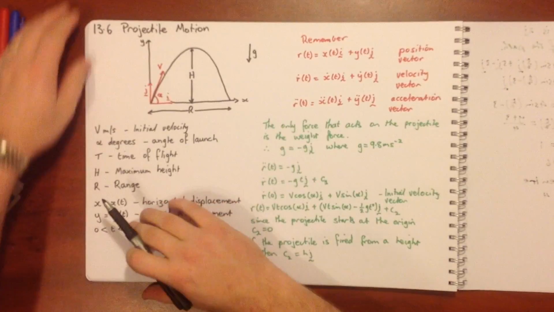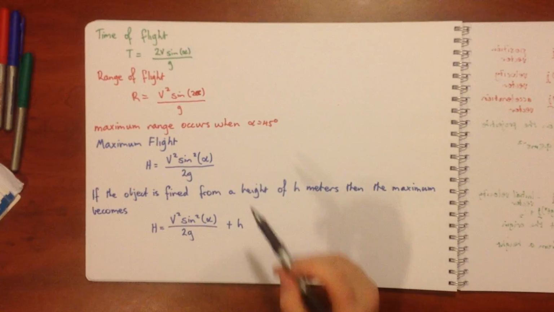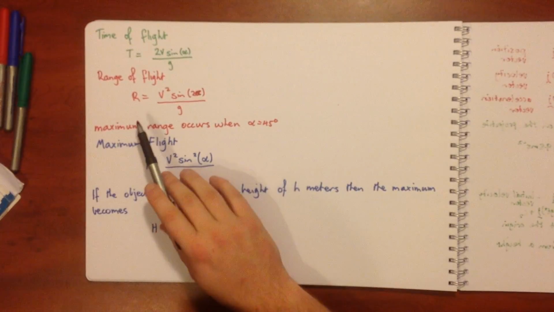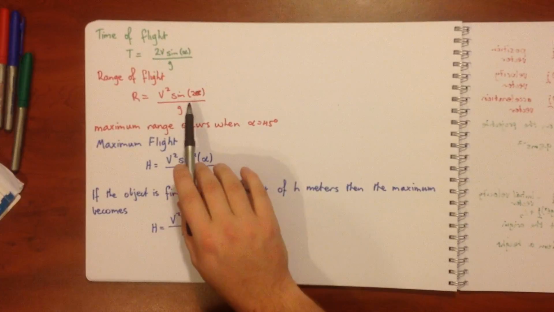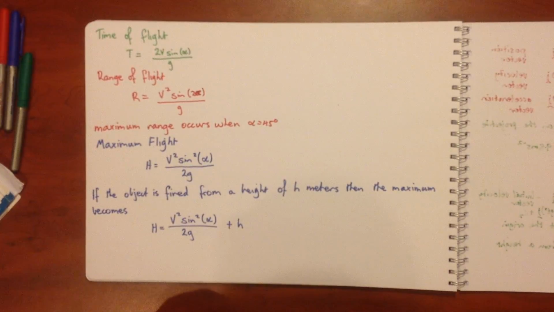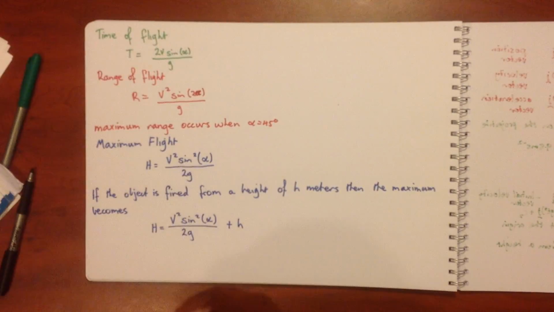We've got a bit more theory to go through yet. Our time of flight, capital T, is equal to 2v sine alpha on g. Our range is R equals v squared sine of 2 alpha on g. And our maximum range occurs when alpha is 45 degrees. Our maximum, sorry, I've got flight there, but that should be height.